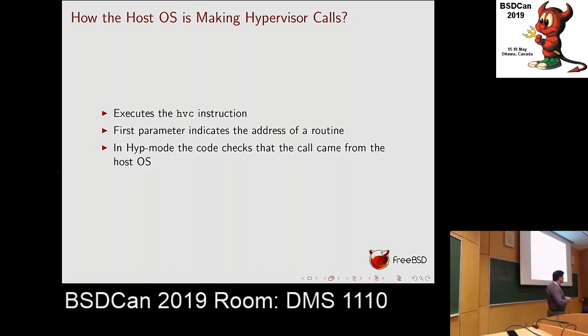So how do we make the host OS, which is living in kernel mode, do hypervisor calls? We execute the HVC instruction. The HVC instruction causes an exception and we go to the hypervisor exception vector and execute the routine there. We also created a rule where the first parameter of HVC is the address of the routine to execute in hypervisor mode. Also very important security-wise, the hypervisor mode code checks which virtual machine has made the HVC call, because we can accept hypervisor calls only from virtual machine zero.